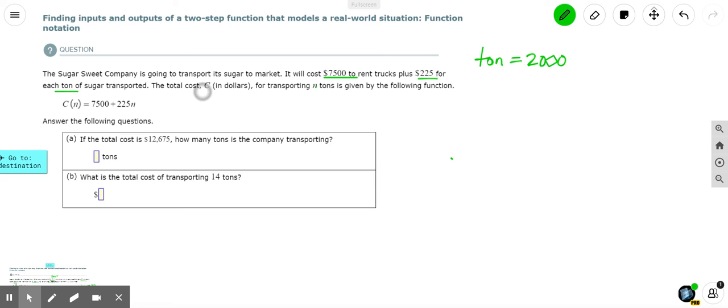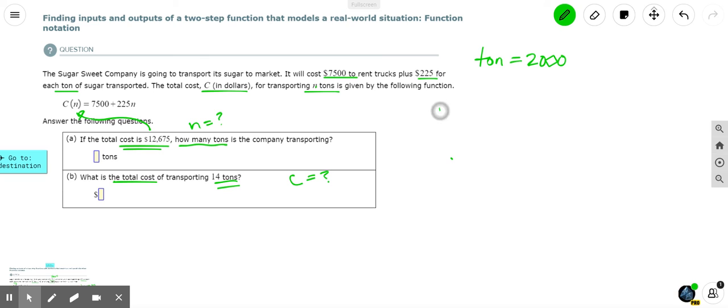Okay, the total cost, C in dollars, for transporting N tons, is given by this function. If the total cost is this, now they're making you plug in on both sides of the equation. You have to ask yourself, are they giving me C or N? You only have two variables here. It says total cost is, so obviously they're giving you C. How many tons? So they want to know N. In the other case, what is the total cost? Here they're looking for C because they gave you tons.